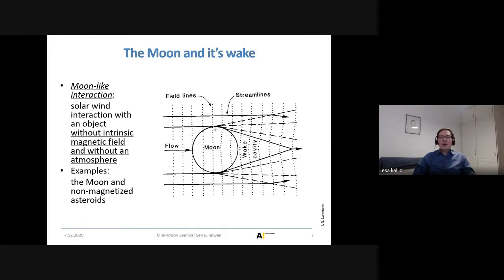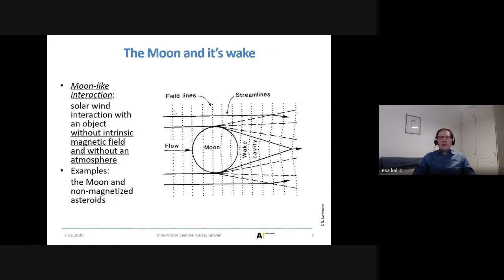In the moon-like interaction, we don't have an intrinsic magnetic field, but we have those local magnetic anomalies that make the moon very interesting, special. Mars also has crustal anomalies, but then there is also an atmosphere and ionosphere that make the situation more complicated. But in the first order, charged particles hit the day side, the face that is facing the solar wind flow, and then there is a wake cavity. It's not totally a cavity, because particles are finally filling it.